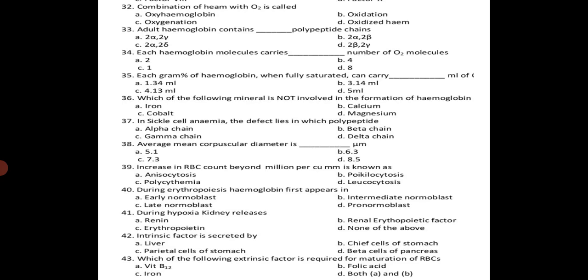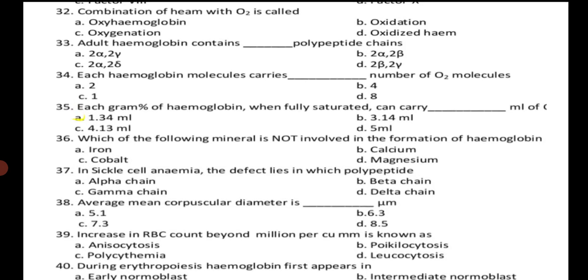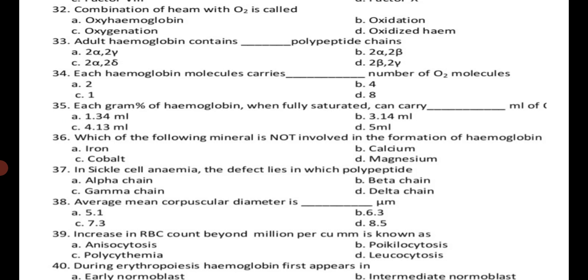So let's start. Here starting from question number 32. A combination of a heme with oxygen is called: option A, that is oxyhemoglobin, is the correct answer. Oxyhemoglobin is a combination of a heme with oxygen. It is formed in the lungs when oxygen binds to hemoglobin present in RBCs.